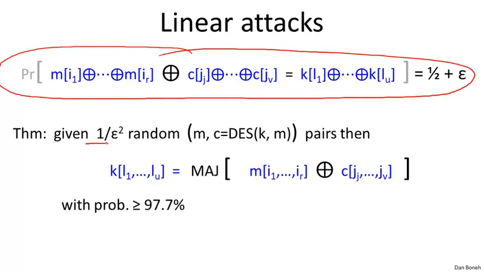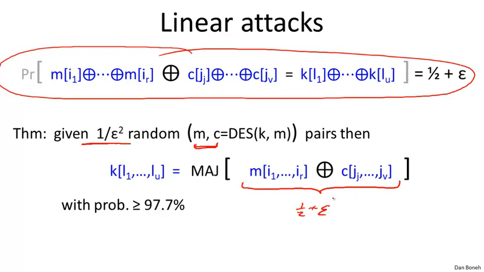Suppose you were given 1/epsilon² message ciphertext pairs, and these have to be independently random messages and the corresponding ciphertexts. What you would do is use the left-hand side of the formula above to compute this relation between the message and ciphertext for all the pairs you were given. Now, what do you know? You know that for 1/2 plus epsilon of these values, these things will be equal to an XOR of the key bits.